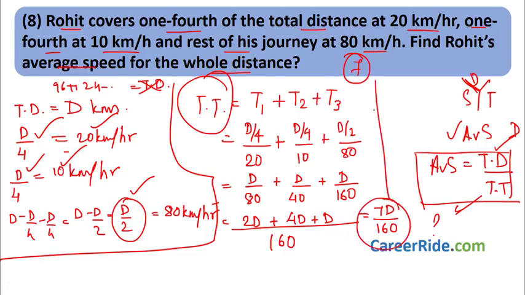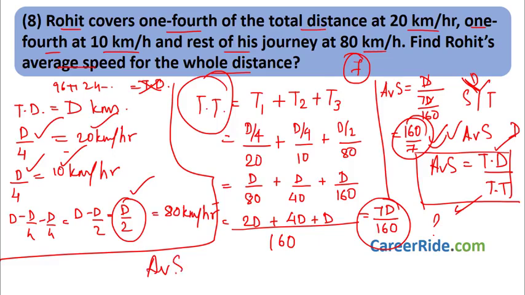Now let us find the average speed. What is average speed? Total distance, assumed D, upon total time, 7D upon 160. D and D get cancelled. Average speed is 160 upon 7 kilometers per hour. This is the average speed. I'll write it again over here: average speed is 160 upon 7 kilometers per hour for Rohit.